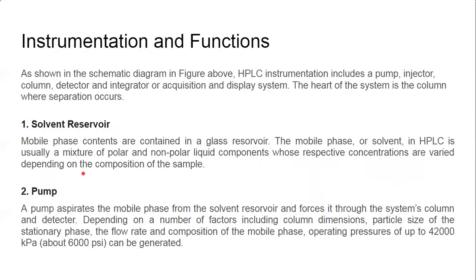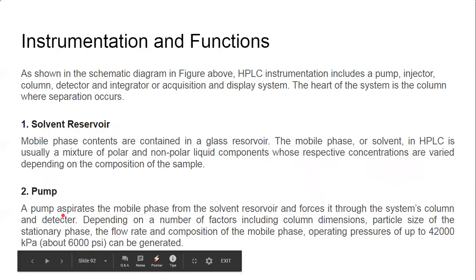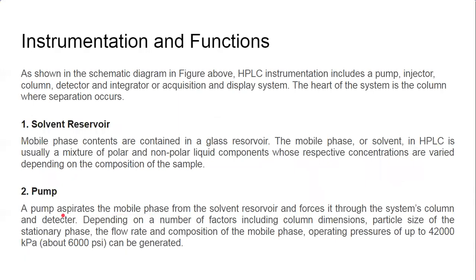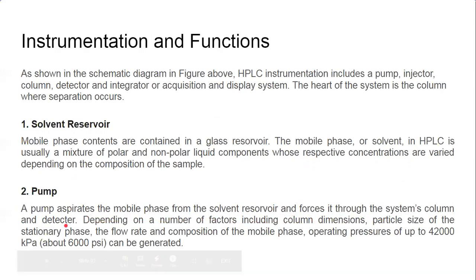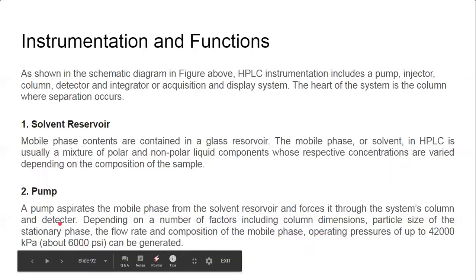So let's see, the pump aspirates the mobile phase. That means it draws the mobile phase from the solvent reservoir and forces it through the system's column. So the pump sucks the mobile phase from the reservoir and sends it into the column, followed by the detector, depending on a number of factors including column dimension.